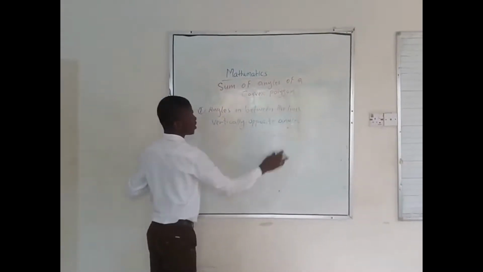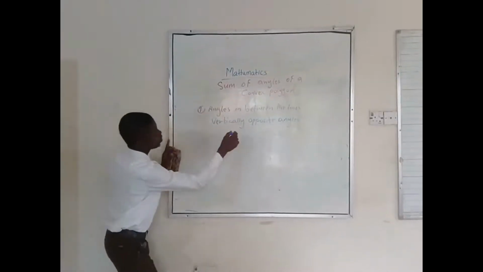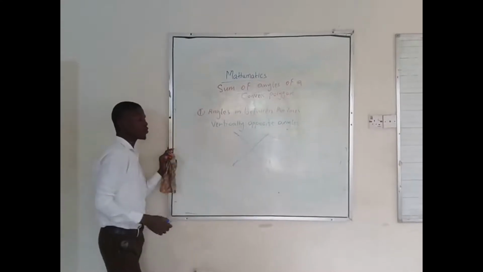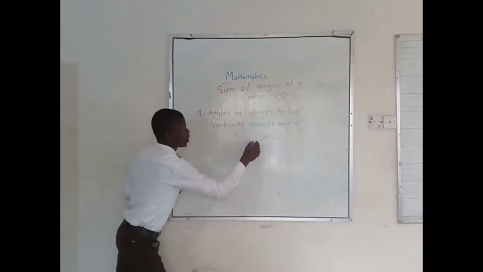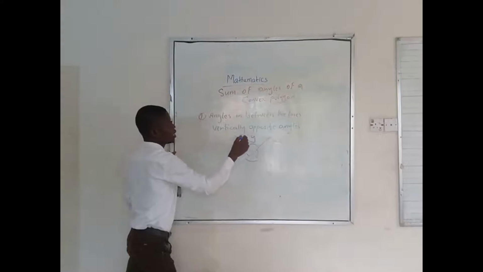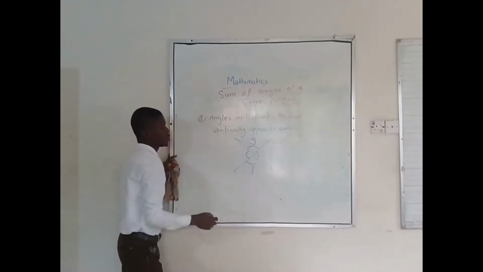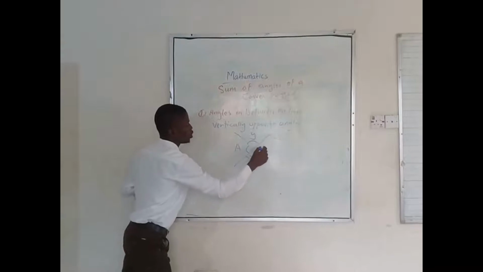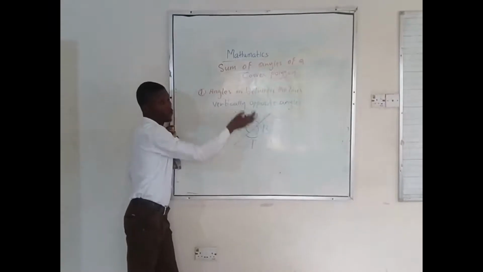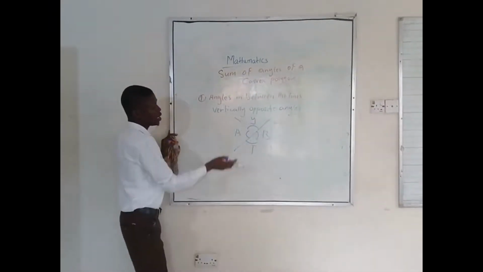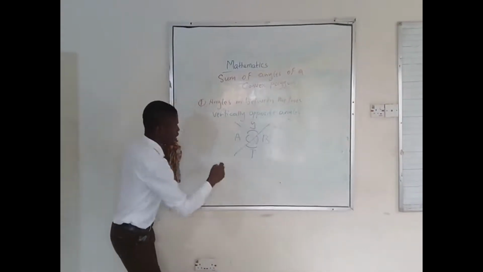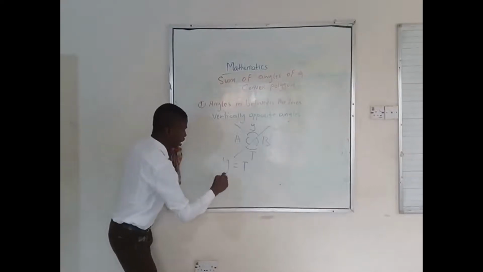Vertically opposite angles. I have an angle of this shape. Another line moves this way. Then here is an angle, here is an angle, here is an angle, here is an angle. And we call here Y, we call here T, call here A, and call here B. We say that Y is equal to T because they are what? Vertically opposite. And A is equal to B because of what? They are vertically opposite.